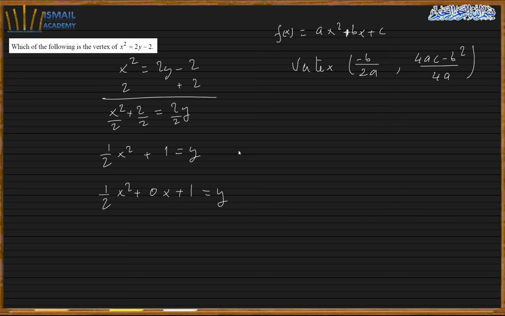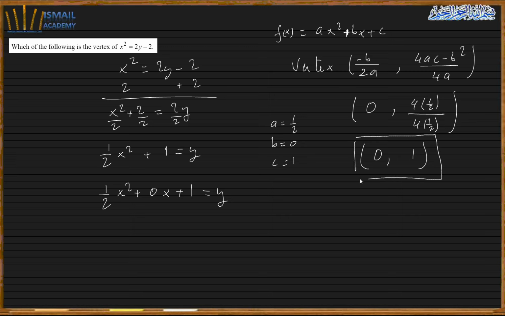Alright, so what I need to do here, I have a is half, b is 0, and c is equal to 1, so I just need to substitute those values here. So 0 over 1 is 0, and this is 0, it's gone. So I have 4 times half times 1 over 4 times half, so 4 times half over 4 times half is 1, so I don't have to solve anything here. As you see, the vertex is 0, 1, and this is my answer.